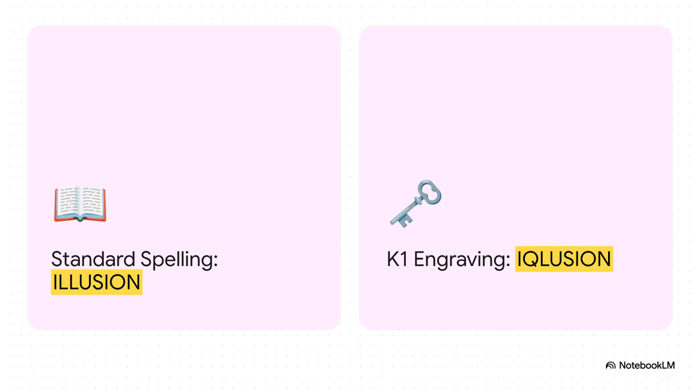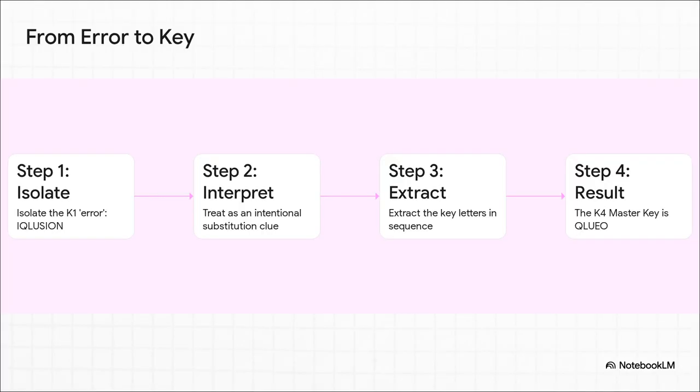But you have to ask, what if it's not an error? What if it's actually an instruction, a substitution clue left there on purpose by the sculptor? So how does a typo become a key? Well, if you start treating IQusion as an intentional instruction, the logic is actually shockingly simple. You just isolate the letters that create the anomaly: the Q, L, U, E, and O. And there it is. The master key for K4 is, quite literally, QLUEO, the clue hidden inside the illusion.